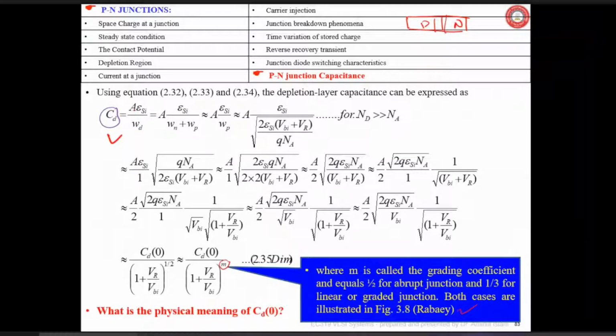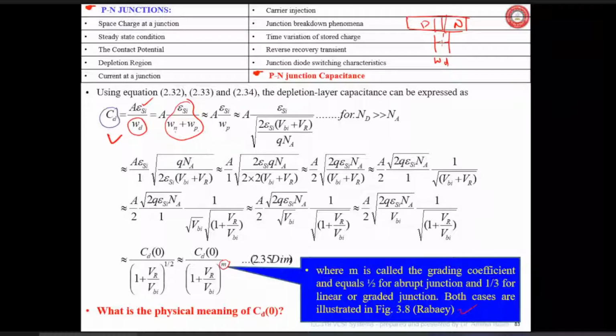It is nothing but A into epsilon Si by WD. Epsilon Si is epsilon 0 epsilon R. WD is the depletion layer width, which can be written as WN plus WP, since the depletion layer will penetrate on both sides, the P side and the N side. But how much it penetrates depends on the doping concentration of each side.